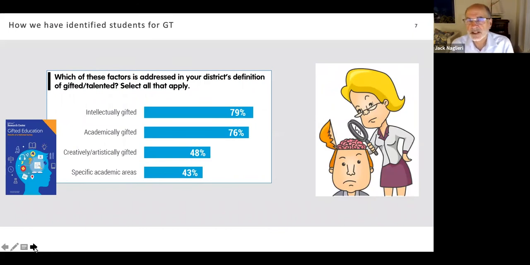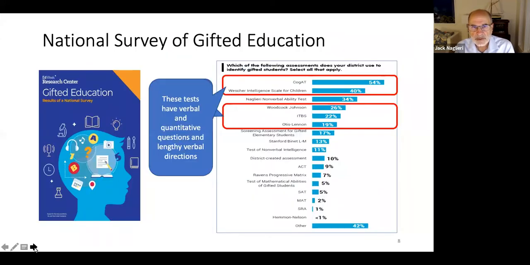Now, if we look on the next slide at the percentages of districts that look for intellectually gifted, that would be really smart, and academically gifted, we see it's pretty high and it's pretty similar. But what's really interesting in the next slide is that we're going to show you the most often used tests for identification of gifted children. As you can see, at the top is the COGAT and the WISC, and then just below that, the Woodcock-Johnson, the ITPS, and the Otis-Lennon. So if you look at these 6 tests, 5 out of the 6 are dependent upon knowledge.